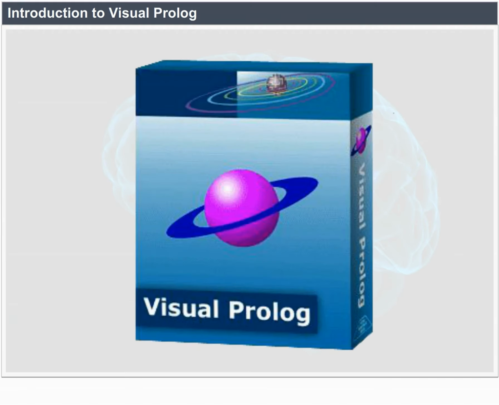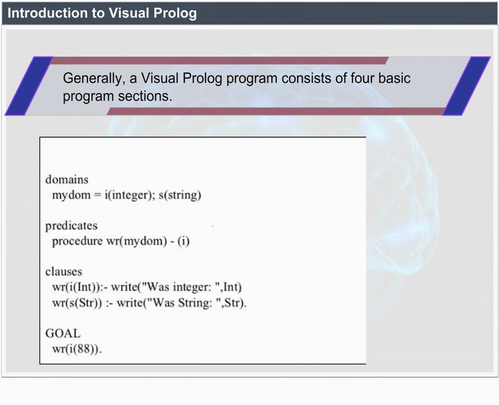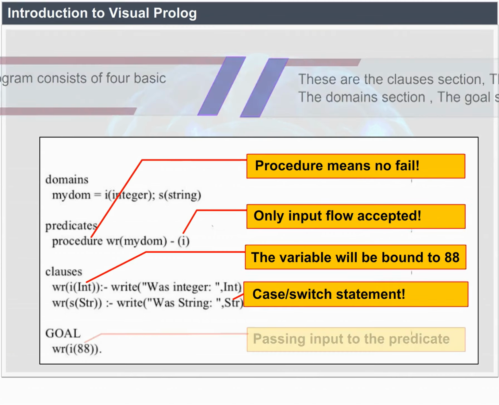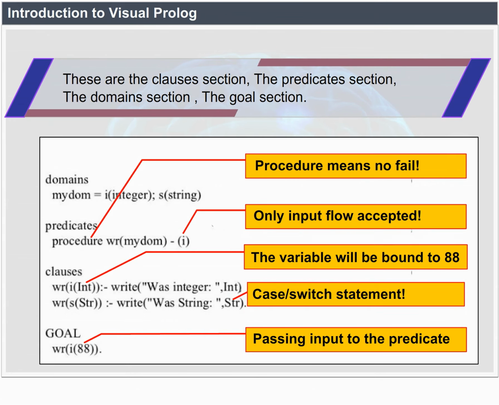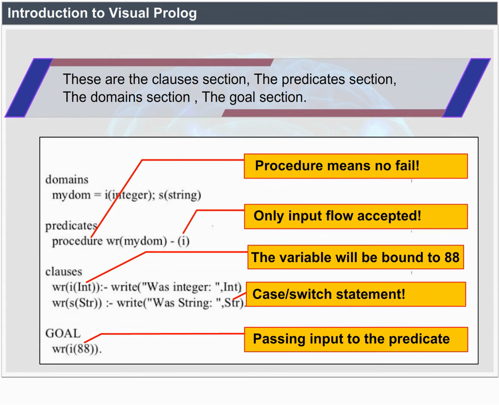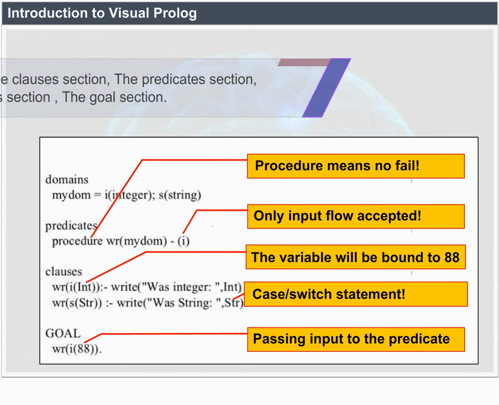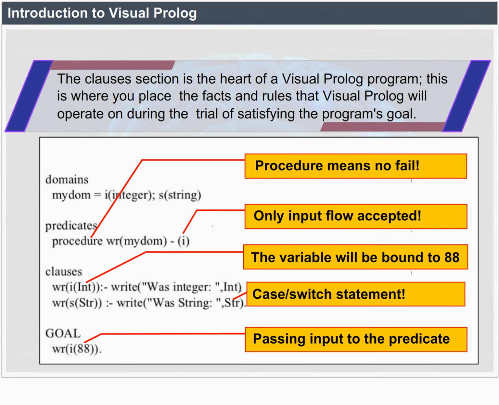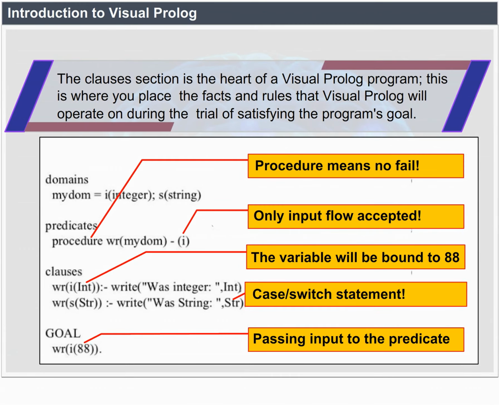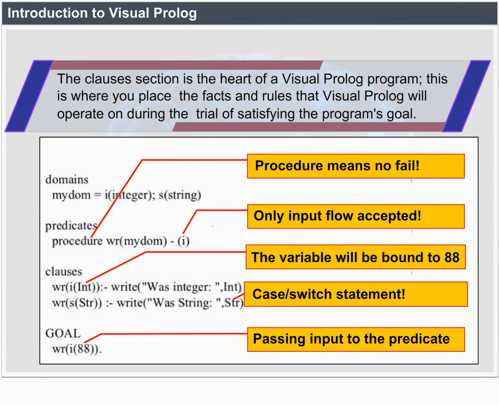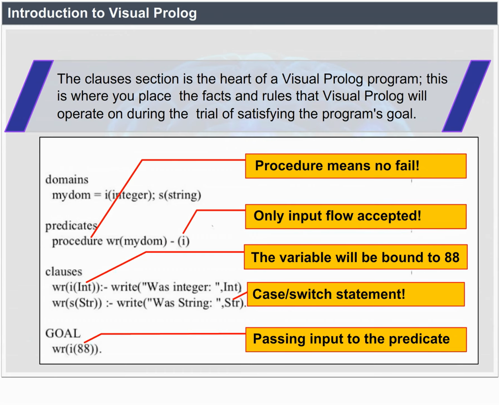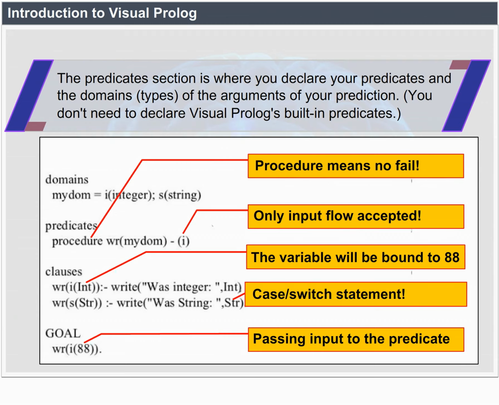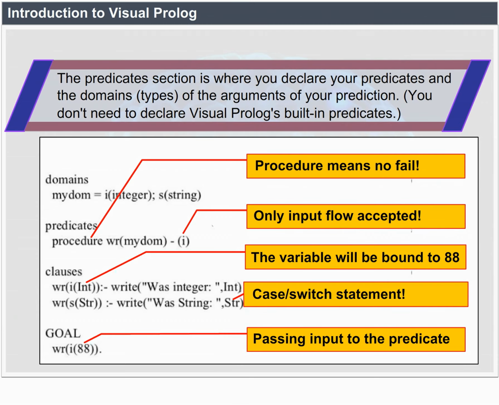Introduction to Visual Prolog. Generally, a Visual Prolog program consists of four basic program sections. These are the classes section, the predicates section, the domains section, and the goal section. The classes section is the heart of a Visual Prolog program. This is where you place the facts and rules that Visual Prolog will operate on in the course of satisfying the program's goal.